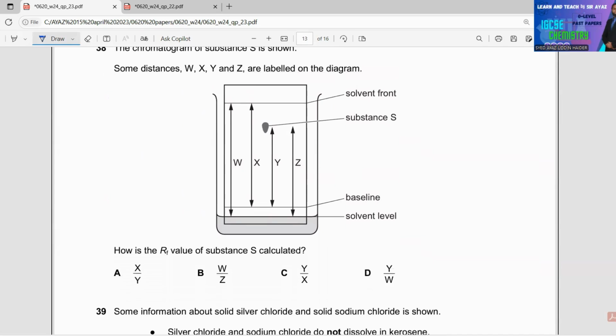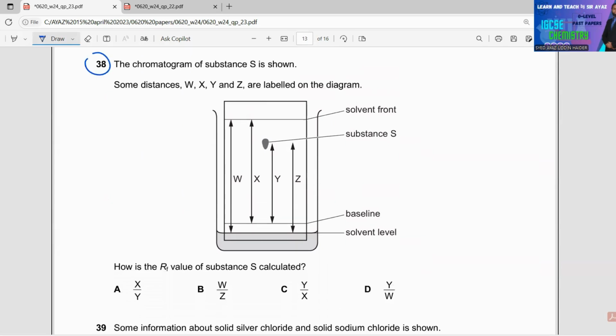38. The chromatogram of substance S is shown. Some distances W, X, Y, and Z are labeled on the diagram. How is the Rf value of substance S calculated? So the distance traveled by S is Y. So either C is correct or D is correct. A and B are incorrect. And distance traveled by the solvent front. We need to find the solvent front. So it must be X. Y by X. So C must be the right answer in this case.